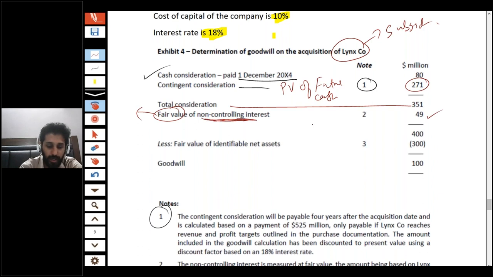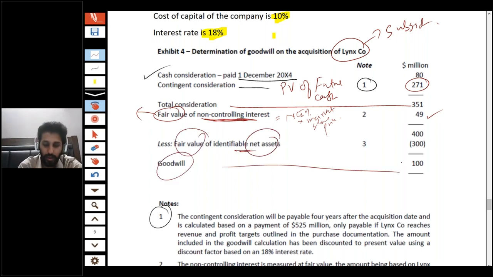It's a non-controlling interest, and the fair value of non-controlling interest is determined as the NCI percentage multiplied by the market share price, less the fair value of identifiable net assets, and this is the goodwill. And IAS 36 says that regardless of any indicator of impairment, the goodwill should be carried out for the impairment test.